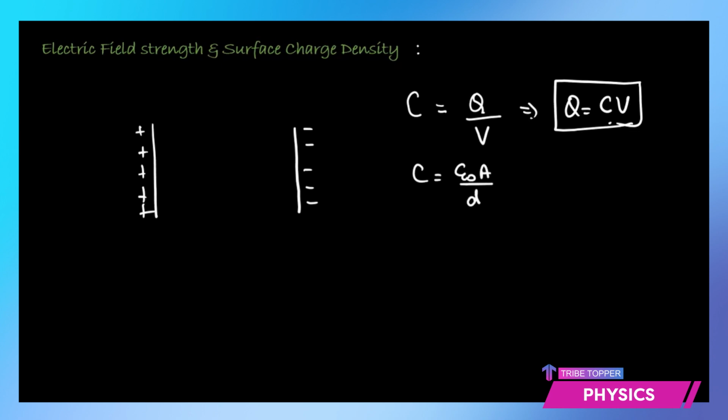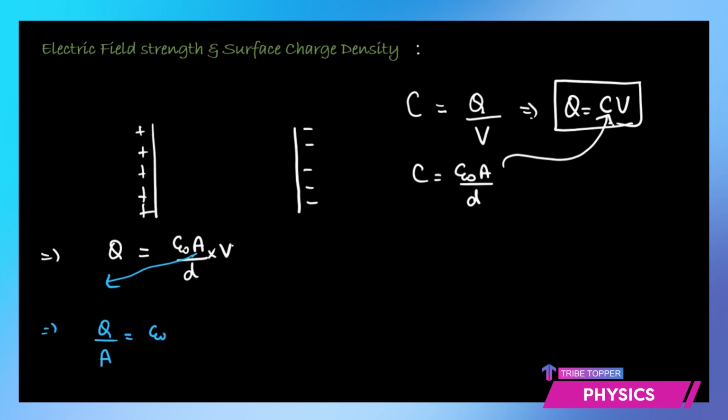So we'll equate the two expressions and substitute the value of C to be epsilon naught A by D here. That gives me that Q is equal to epsilon naught A upon D times V. We bring this A down, which gives me Q over A equal to epsilon naught times V upon D. Now, what is the purpose of bringing A here? Q upon A represents what? Q upon A means the charge acting over a unit area, which is known as sigma, the surface charge density.